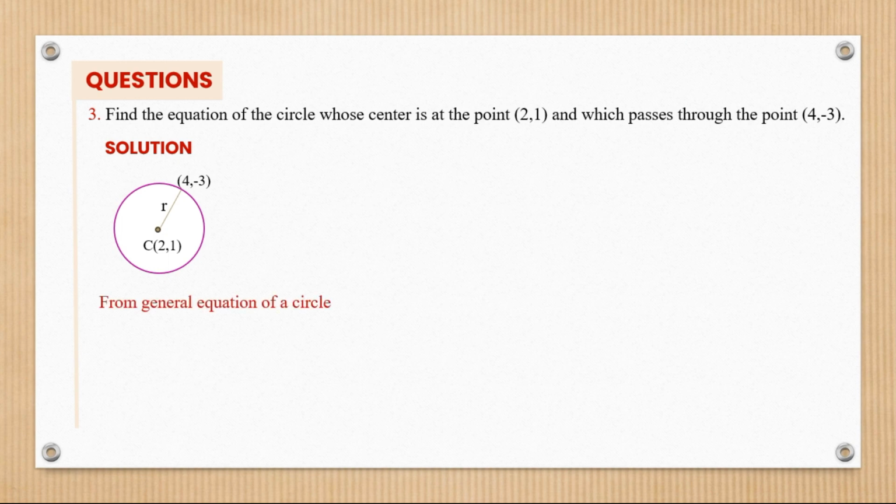Again, we can use the general equation of a circle to actually do something. So now we can see that the general equation of the circle is given this way. As you can see, the first step shall be to find the value of the radius. How are we going to do that?